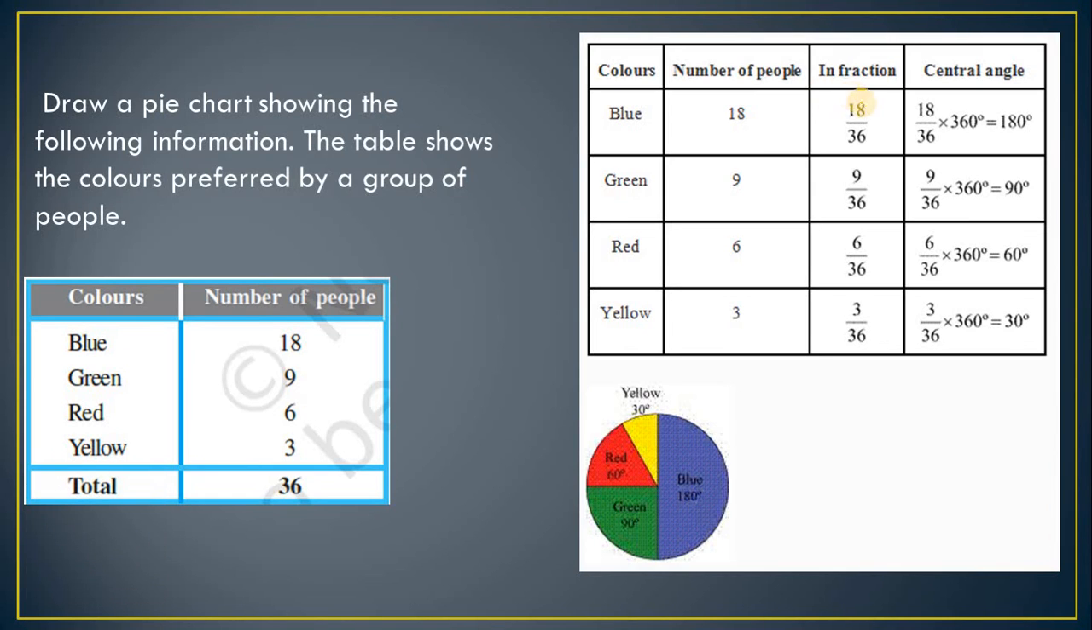Then in the third step you write the fractions, the actual information divided by total: 9 upon 36, 6 upon 36, 3 upon 36. Then multiply with the whole, 360 degrees, so you get the actual angles: 180 degrees, 90 degrees, 60 degrees, 30 degrees. Blue is represented by 180 degrees, which is half of 360. Green takes 90 degrees, so you draw 90 degrees. For red you draw 60 degrees, and for yellow you draw a 30 degree angle.